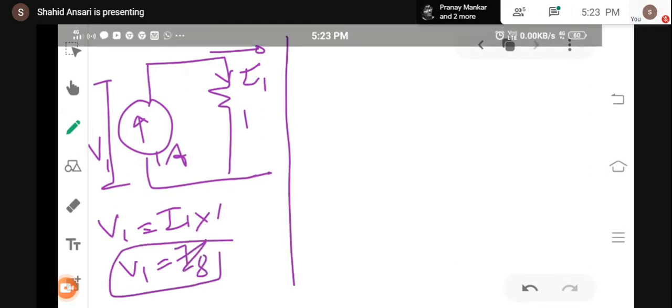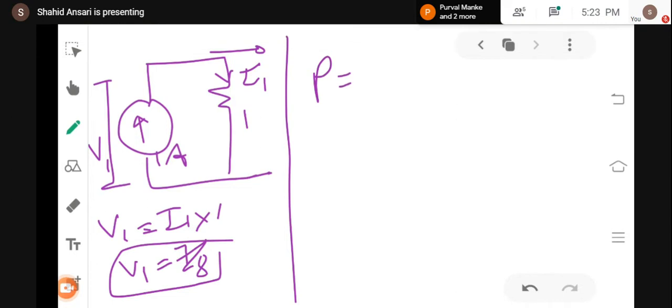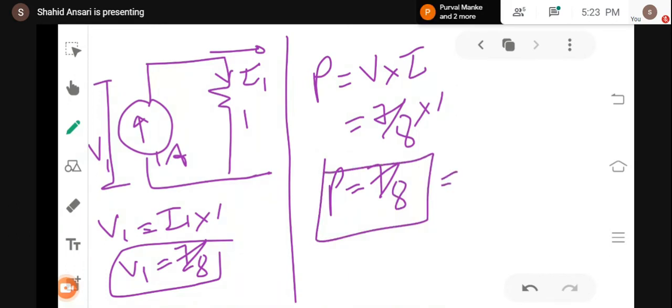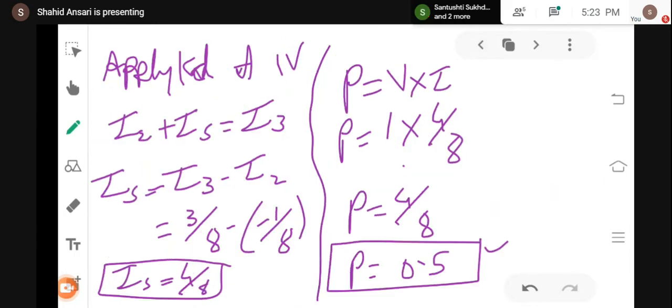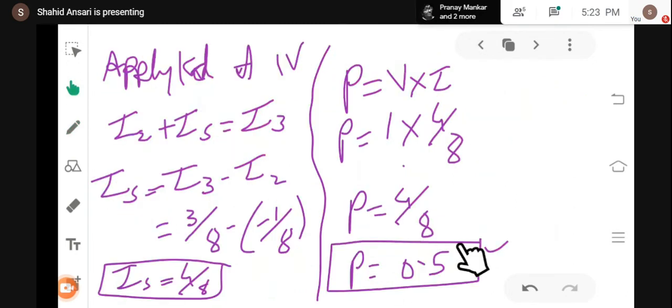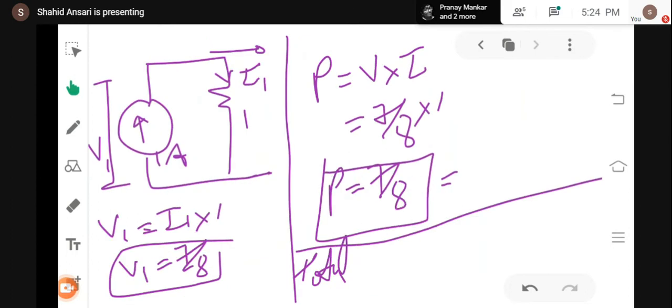Now, how can I find the power delivered by the 1 ampere source? V into I. The value of voltage is 7 by 8 into I. I is 1 ampere, so the power delivered is 7 by 8. In decimal, let it be. Now, the total power delivered by the sources of the given network. We have two sources. The power delivered by the first source is 0.5 and by the second source is 7 by 8, right? So the total power delivered is 0.5 plus 7 by 8.